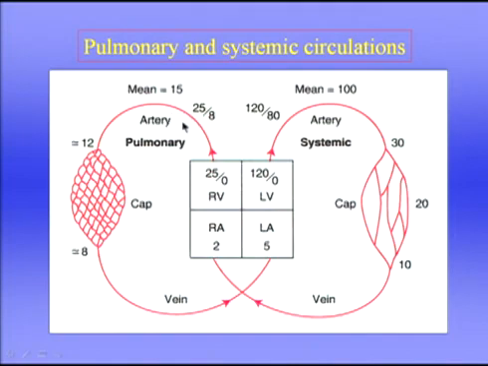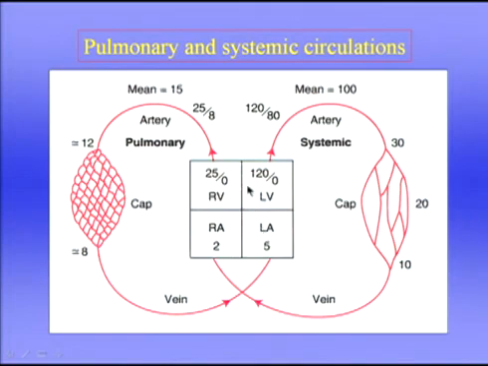The mean pressure in the pulmonary artery is about 15 millimeters of mercury, and notice how very different that is from the mean pressure on the systemic side, which is about 100 millimeters of mercury. Then as we go from the pulmonary artery to the capillaries, you notice that quite a bit of the pressure drop occurs, we believe, in the pulmonary capillary bed. And then the pressure in the left atrium is about 5 millimeters of mercury.